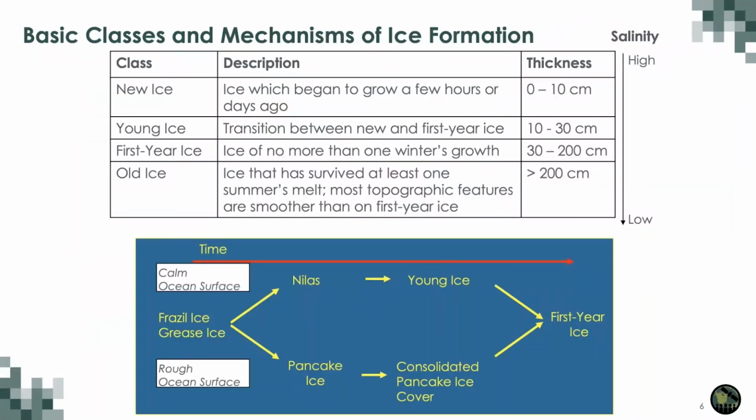And here are the basic mechanisms and classes of ice formation. We have the new ice, which is the first ice that forms. It has a high salinity, but it's not very thick. We then go through the stages of young ice towards first-year ice and finally old ice. The old ice, there we're talking about ice that is more than 2 meters thick and has survived at least 1 melt season. And this is also the least salty of the ice types that we have.